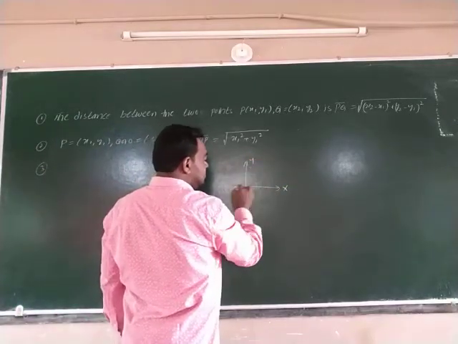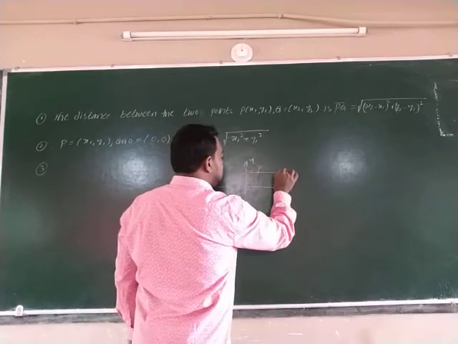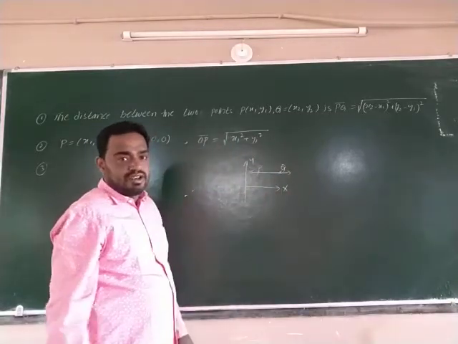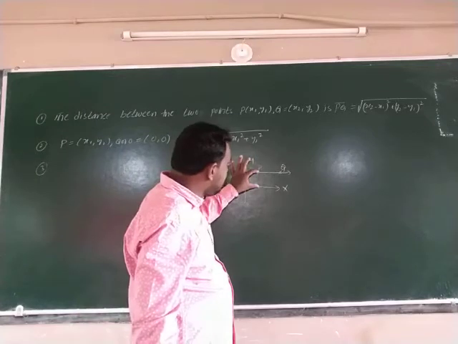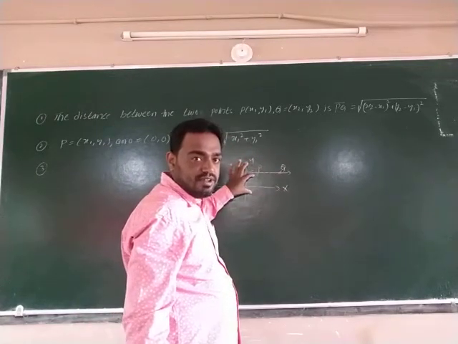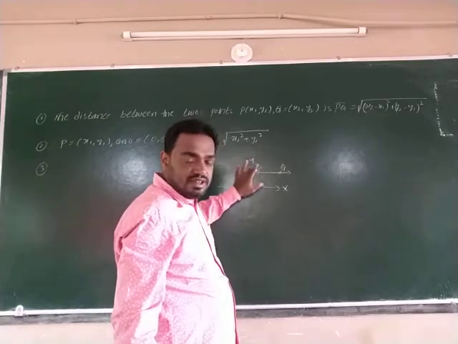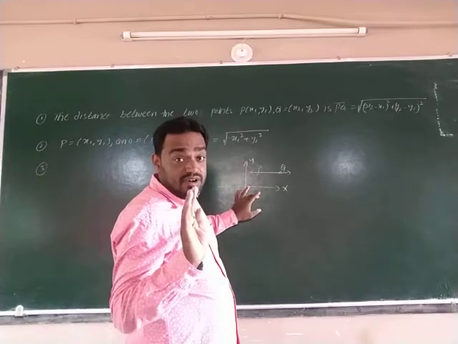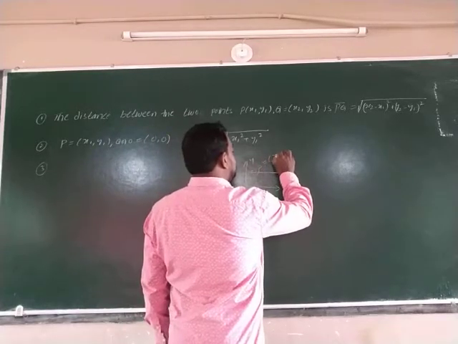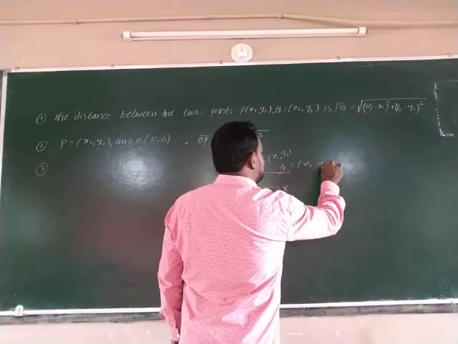If PQ is parallel to the x axis, this is the x axis, this is the PQ line segment, this is P, this is Q. If it is parallel to the x axis, this distance is not changing. This distance is the same. That means this distance is nothing but the P to x axis distance, which is the y coordinate. The y coordinate is the same, only the x coordinate is changing. So P coordinates we write as (x1, y1), and Q coordinates are (x2, y2).